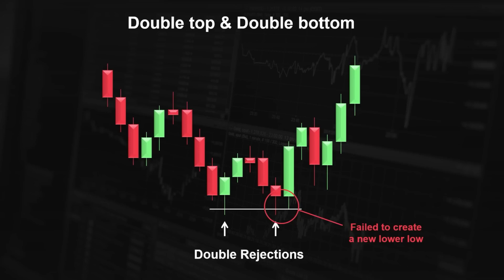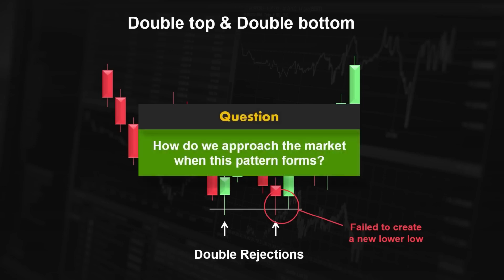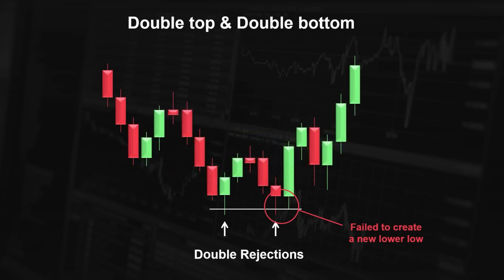Now, the reason that this pattern is so important is that it can be used in combination with almost all of the concepts as an entry reason, which we will get into later. But now, how do we approach the market when this pattern forms? The most conservative way to trade this pattern is to wait for the price to break the neckline to confirm the reversal. But the problem is, if we enter the market after breaking the neckline, our stop will be too large. So the common way to trade this pattern is to wait for the price to pull back to the neckline and look for candlestick rejections to enter trades.